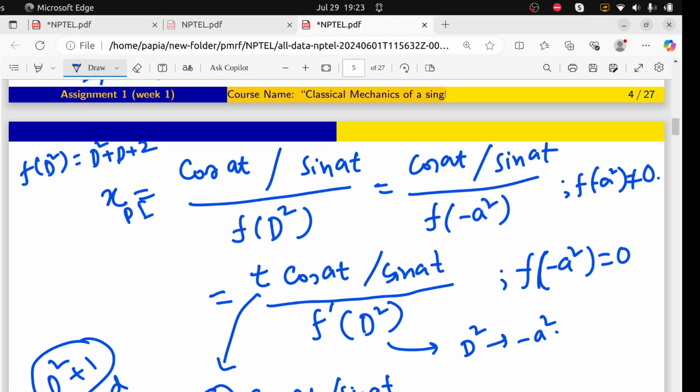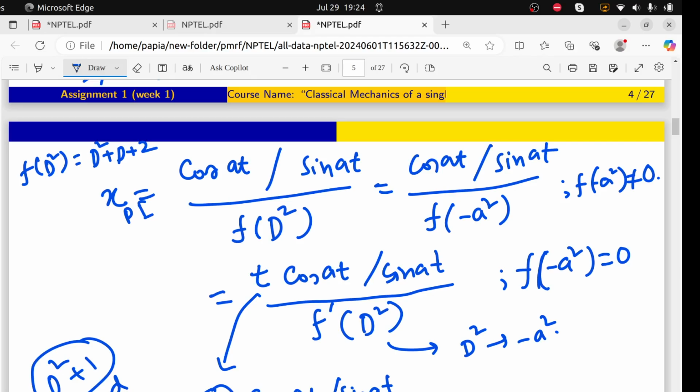Okay. Now another condition is also there. Let's say f of minus a square is equals to 0. Then I can't use this rule of cos at or sin at divided by f of minus a square, because this will give us infinite value. So if the denominator is 0, then what can I do? First of all I will directly write t. Then I will write here again cos at or sin at, whatever it was there, divided by the derivative of this denominator.